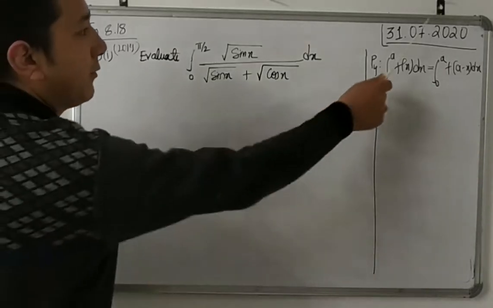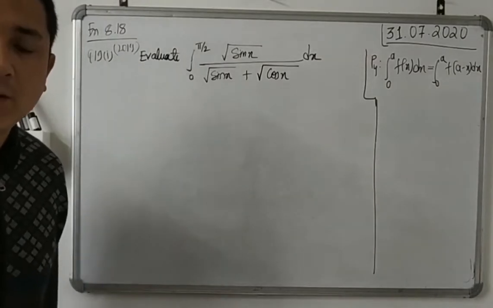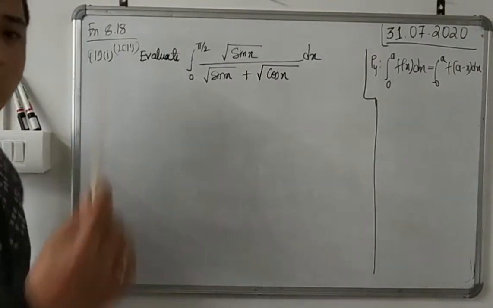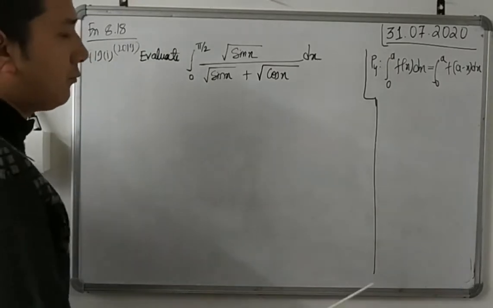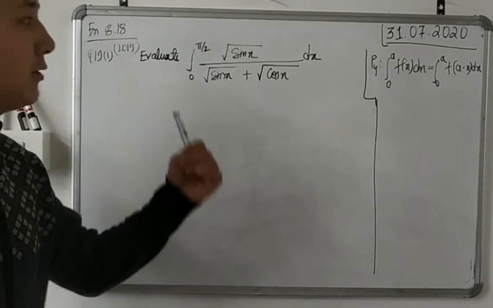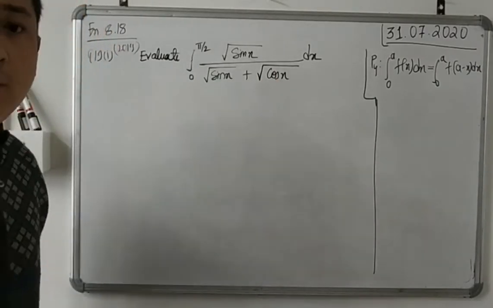So today is 31st of July 2020. Yesterday I gave the properties of definite integral. So today I am starting with one of the properties and its sums. The property that I am starting is a very important property, which I told you yesterday also: P4, property number 4.